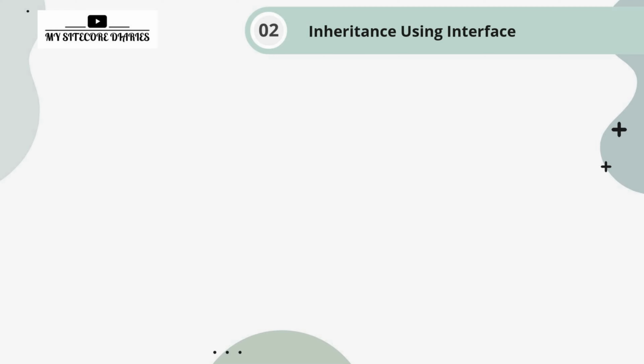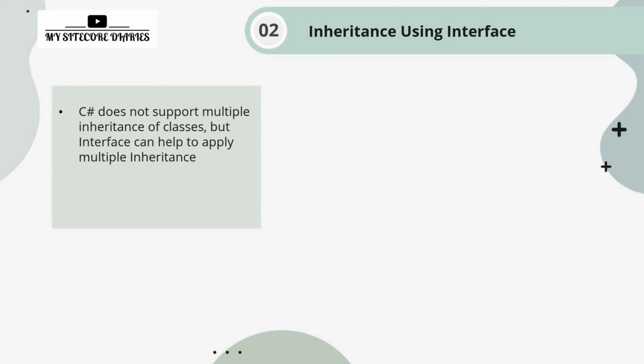Inheritance using interface. So how is interface used in C# for inheritance? C# does not support multiple inheritance of classes. You cannot inherit multiple classes. But interface can help to apply multiple inheritance. You can have multiple interfaces inherited in the class, but a class cannot have multiple classes inherited.